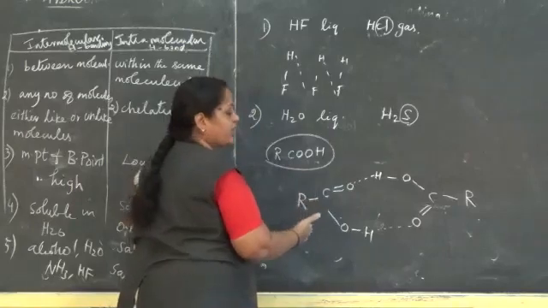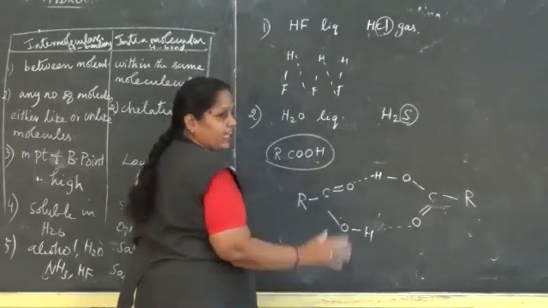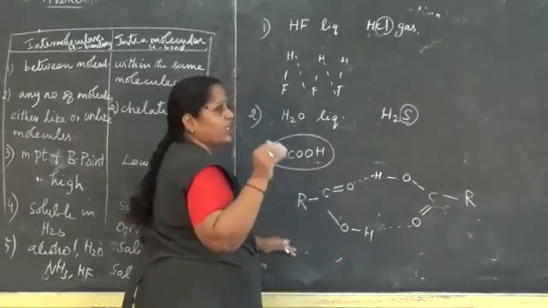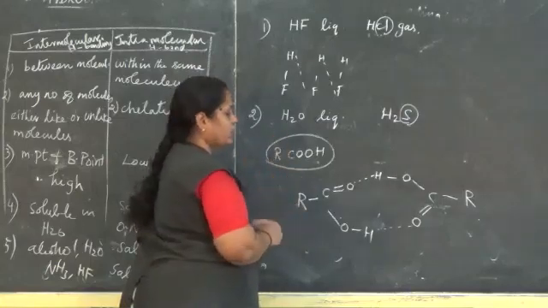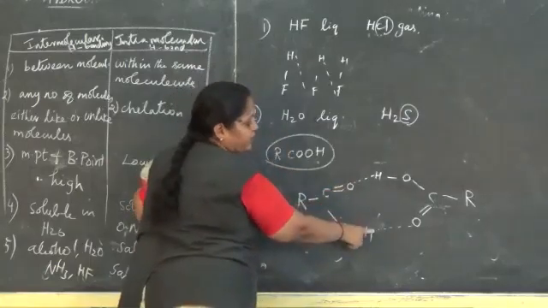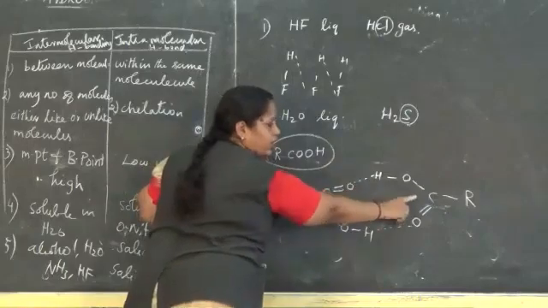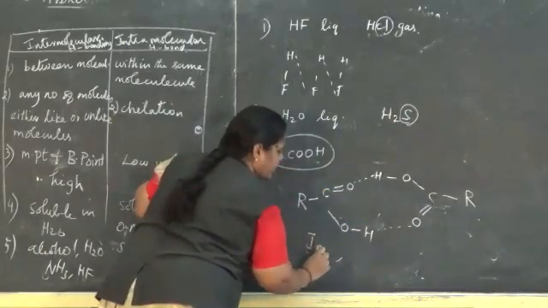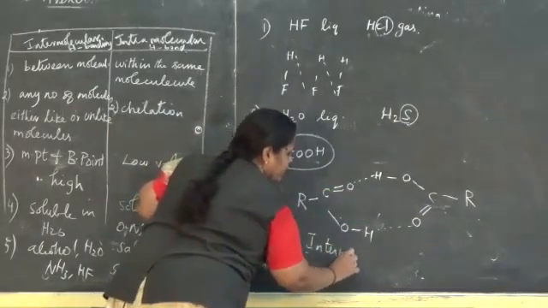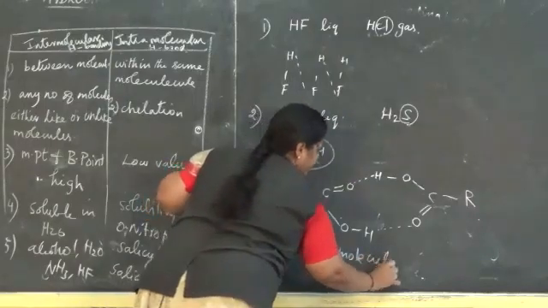What type of hydrogen bond occurs in monocarboxylic acid? If you understand the basics, then only you can answer all your 1-mark questions. So here what type of hydrogen bond is available between molecules? That's why the type of hydrogen bond is nothing but intermolecular hydrogen bonding.